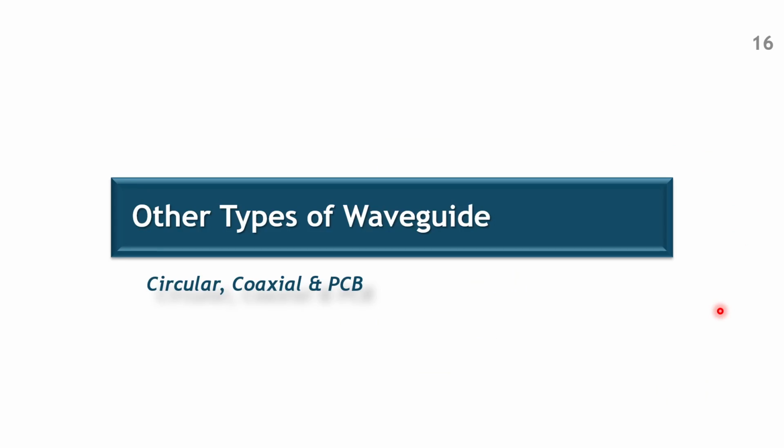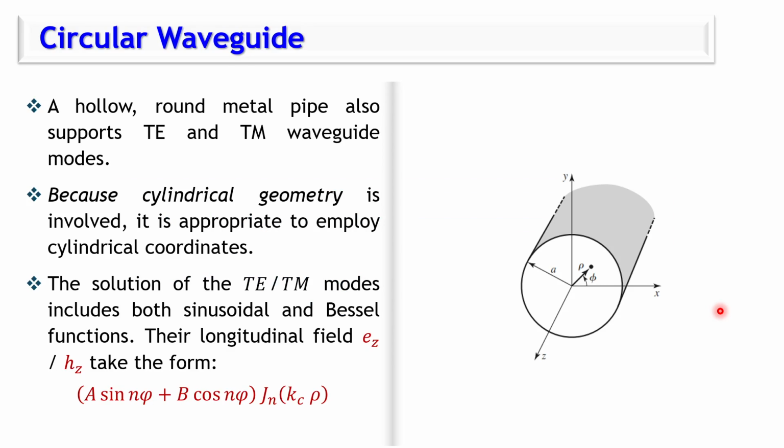Other types of waveguides: we have the circular waveguide. A circular waveguide is also a single conductor waveguide. It can carry TE or TM modes. It can't carry TEM. Its modes are different because it is based on the Bessel function. We are not going to study it, but it's very similar to what we have done. The main difference is the use of the Bessel function. So it has different modes than the rectangular waveguide.